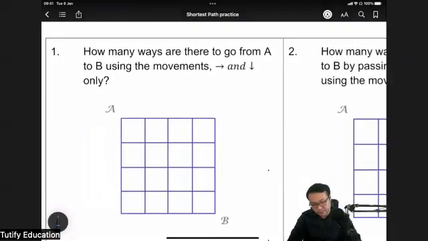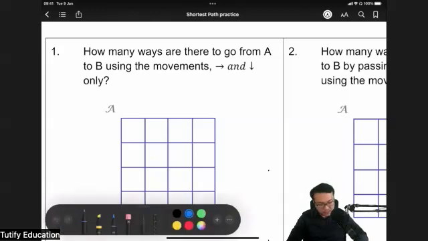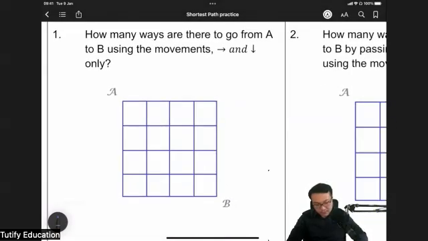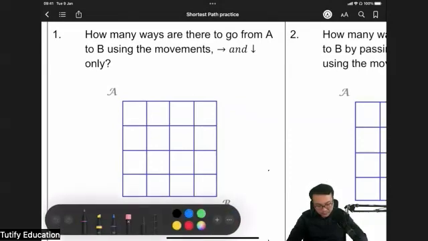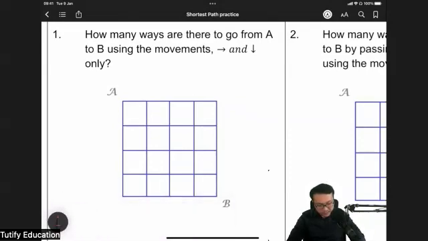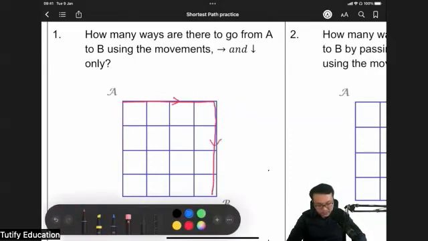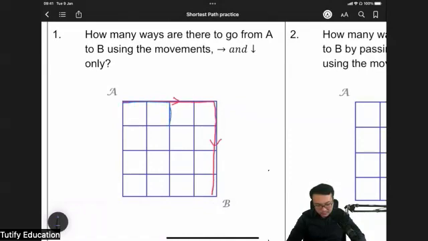How many ways are there to go from A to B using the movements to the right and downwards only? So what they mean is to take the shortest path. Because let me show you something. If I were to go from point A to point B like this, that would be a shortest path. However, if I were to do this, and I go back, and I go back again, do you think this is the shortest path? I don't think so. So let's take a look.